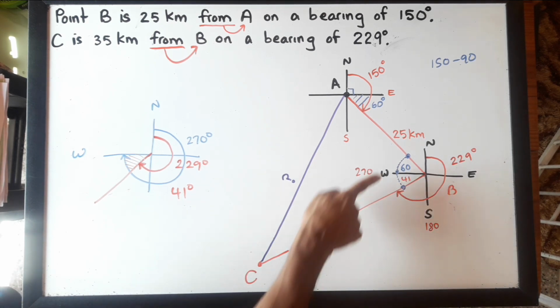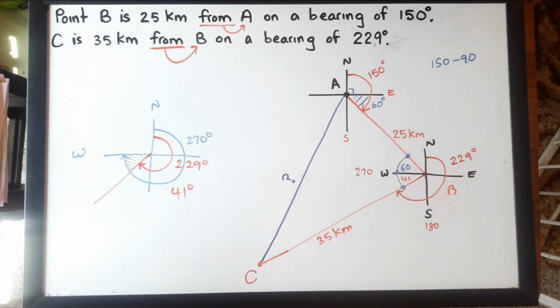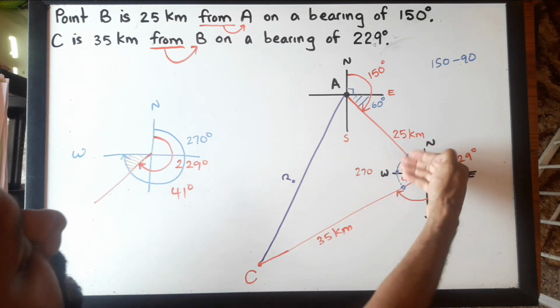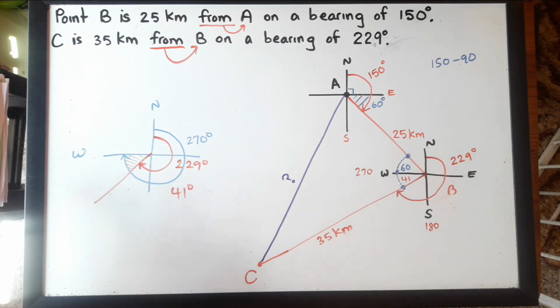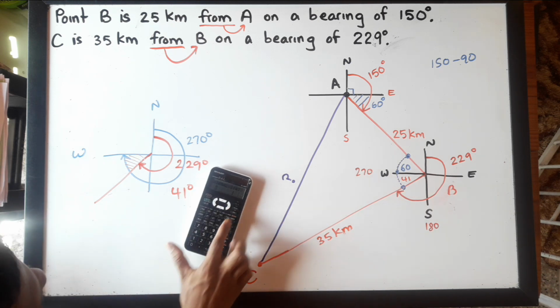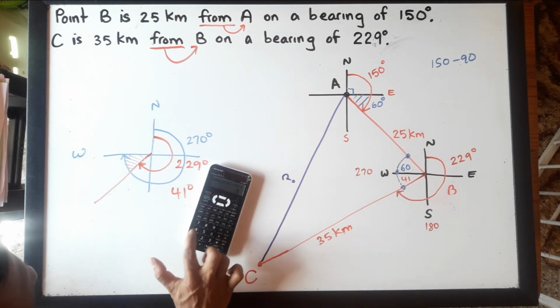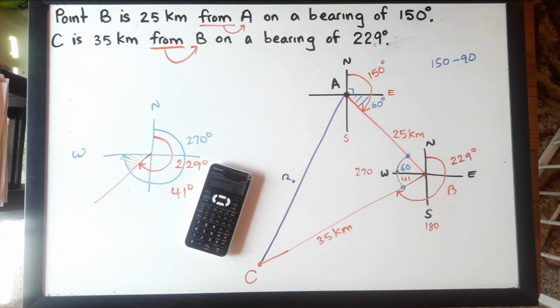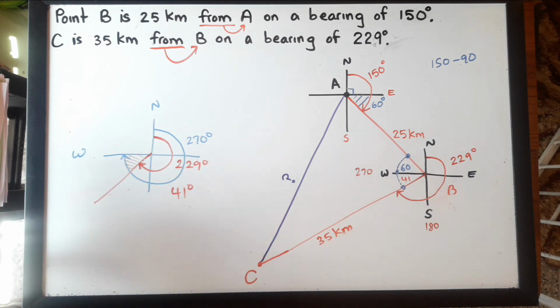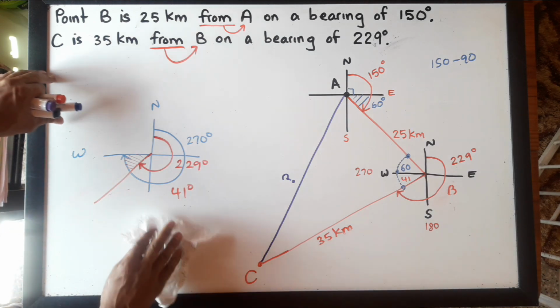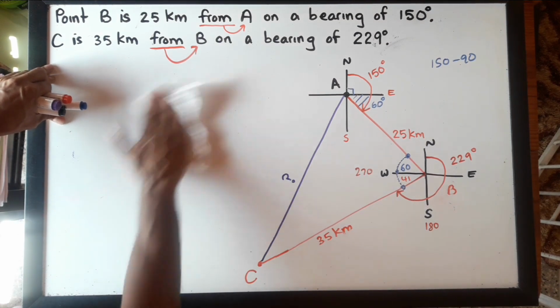So if we add these two, we will get 101. So the full angle is 101. Let's double check: 60 plus 41 is 101. So I really hope you understand the common sense over there. Please rewind it if you don't understand it.